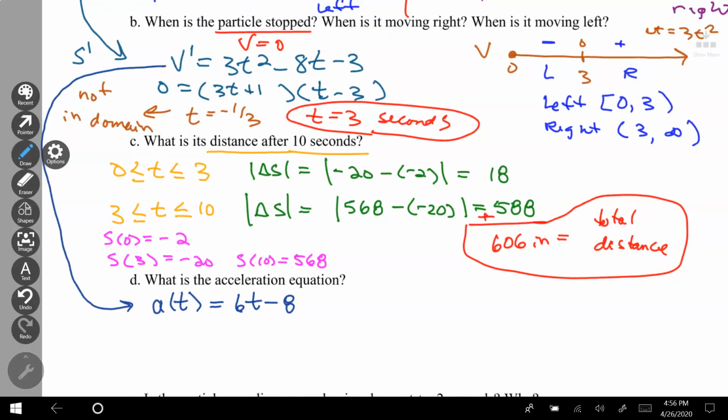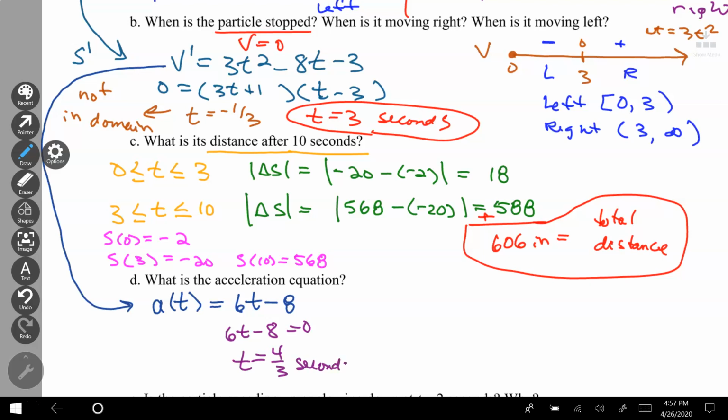Okay, so now I want the acceleration equation. I take the velocity equation, I take its derivative. And we go from there. And I set this equal to 0. I get t equals 4/3 seconds.